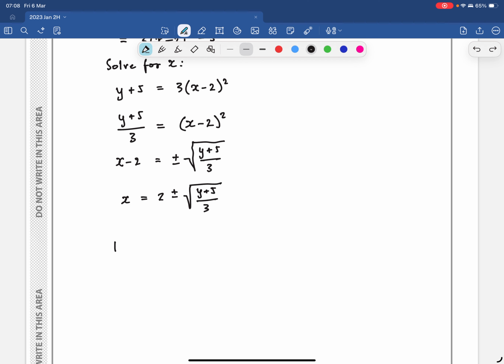So I can now just write f to the minus 1 of x equals, so this is what you do in general. I'm going to take this side here on the right and replace the y's with x's, and take this side on the left and replace the x with f to the minus 1 of x. And that gives me 2, and I only want the minus. And then I can write this. This is now the square root of (x plus 5) over 3. And that's my final answer.